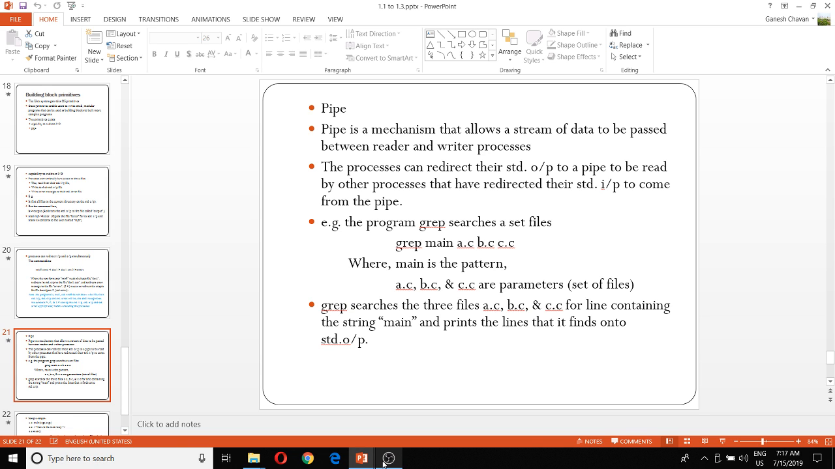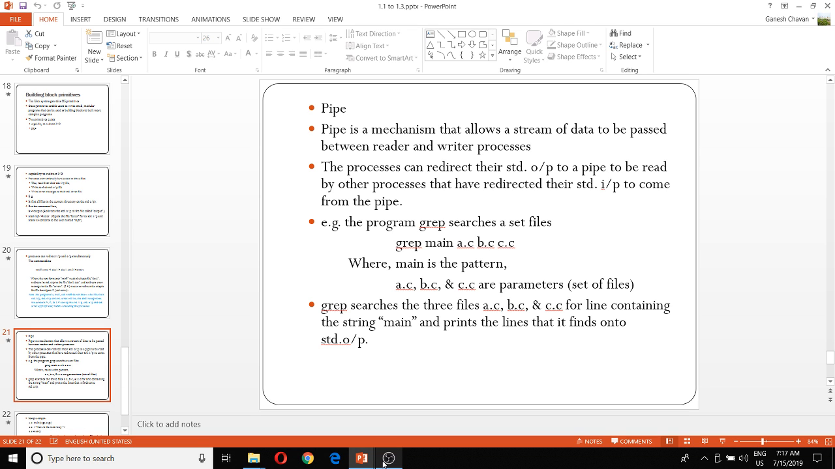Pipe. A pipe is a building block primitive, which is a mechanism that allows a stream of data to be passed between reader and writer processes. The processes can redirect their standard output to a pipe to be read by other processes that have redirected their standard input to come from the pipe.